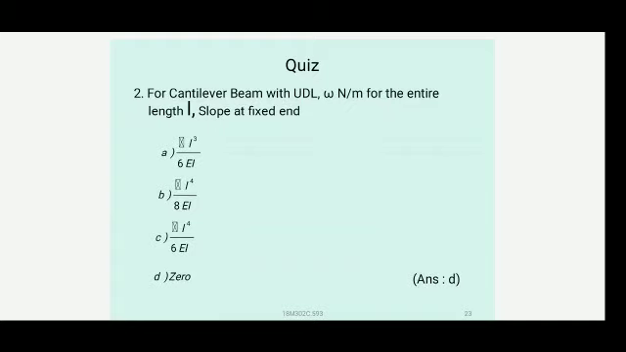Next, quiz number 2. For a cantilever beam with uniformly distributed load, small w Newton per meter for the entire length L, slope at fixed end: A, WL cube by 6EI. B, WL to the power of 4 by 8EI. C, WL to the power of 4 by 6EI. D, 0. That is the answer D, 0.